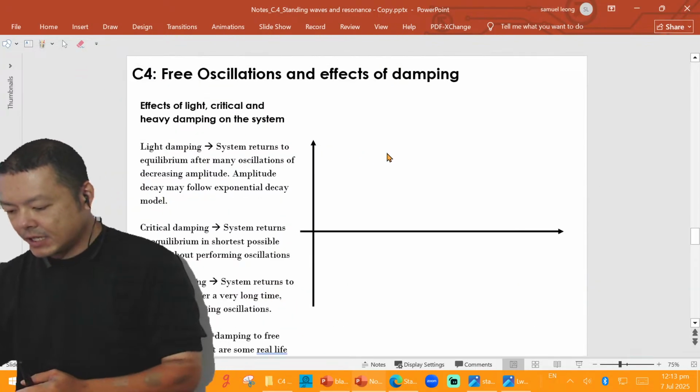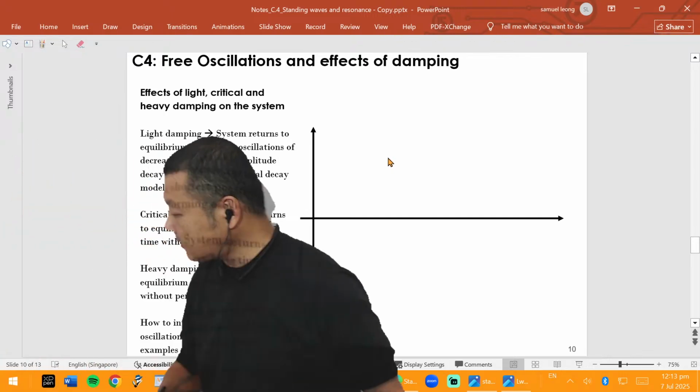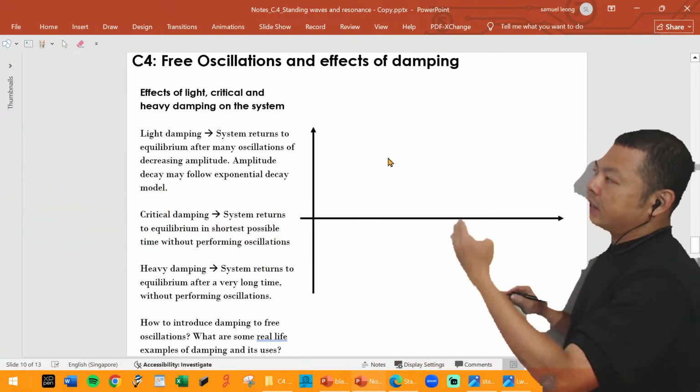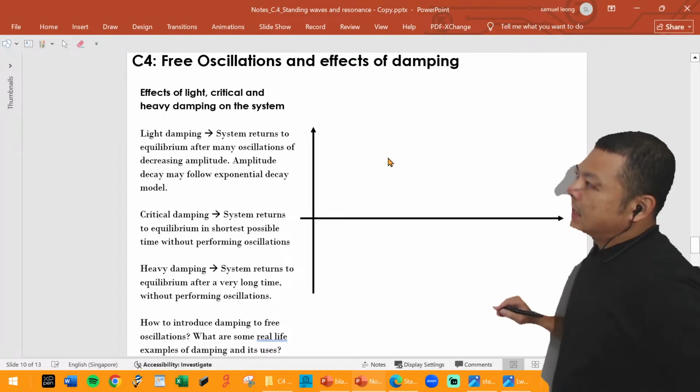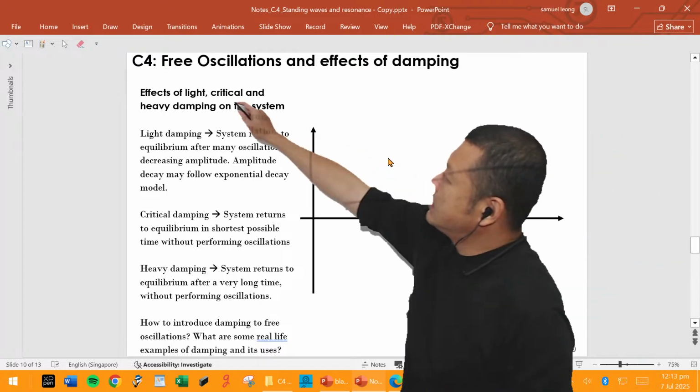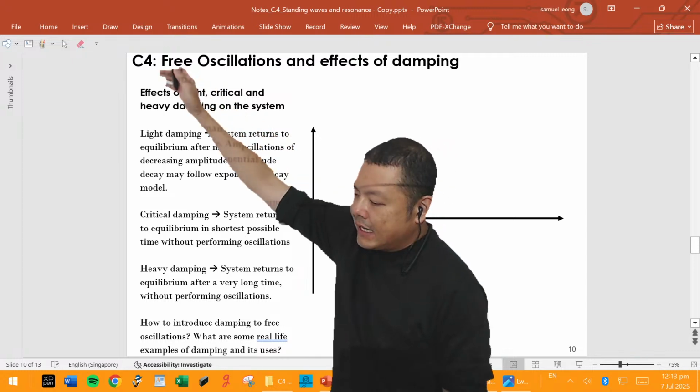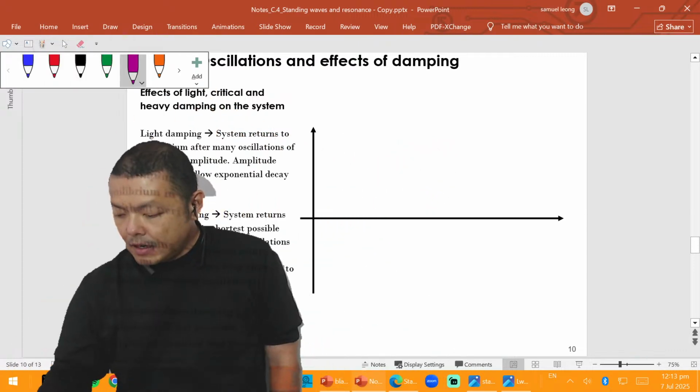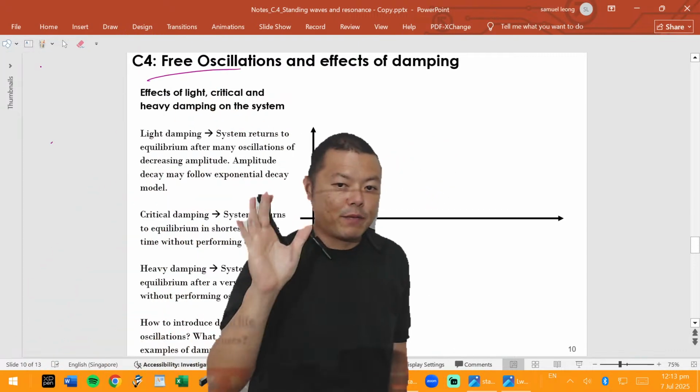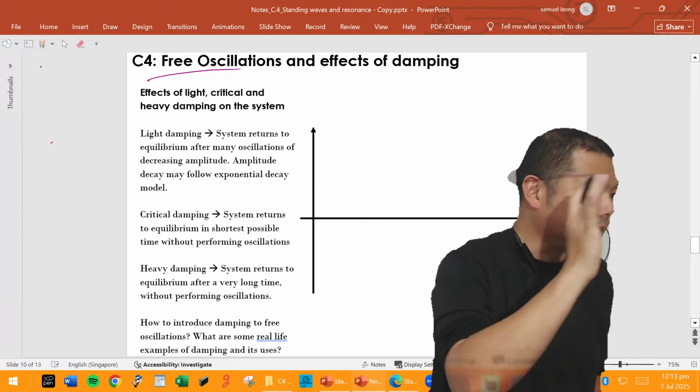Okay, so down here, this page here. Okay, we're on this page now. This is how damping affects free oscillations. This is free oscillations, okay? We'll come back to forced oscillations later, but for now, let's do free oscillations.